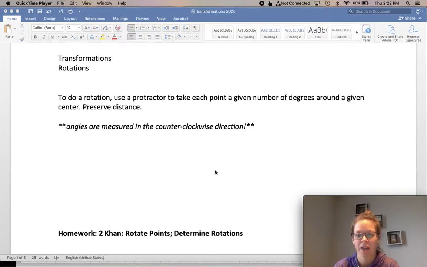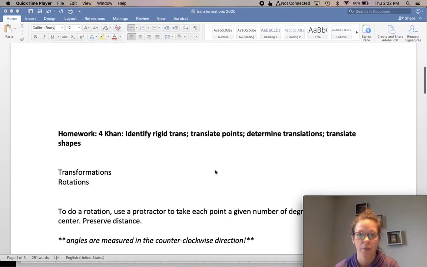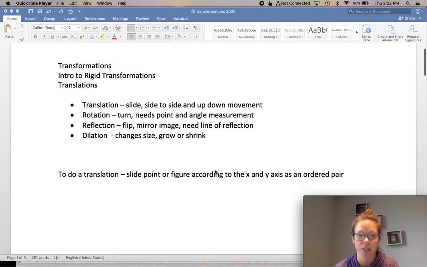To talk about our second kind of transformation, which is called a rotation. So remember from our last lesson that we talked about the four different kinds of transformations, and we said that a translation is a slide and it moves the figure side to side and up and down, but it maintains its size and it maintains its orientation, that it will be facing the same way and it will be exactly congruent to the original figure. Today we're going to talk about a rotation.